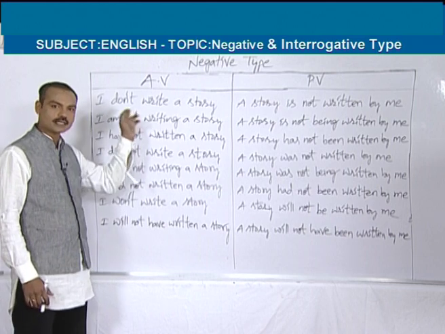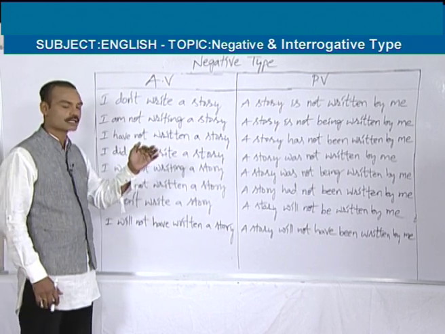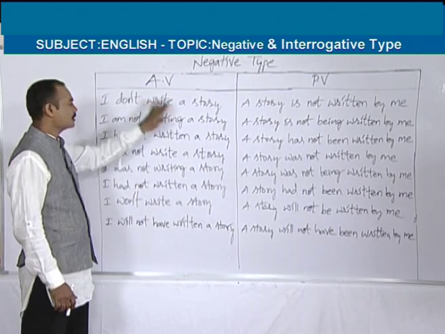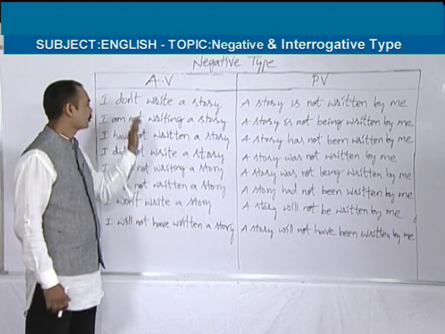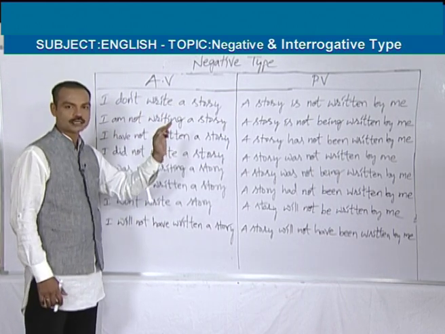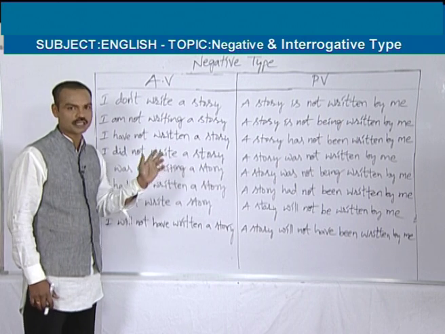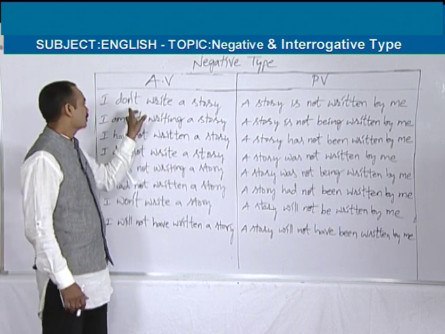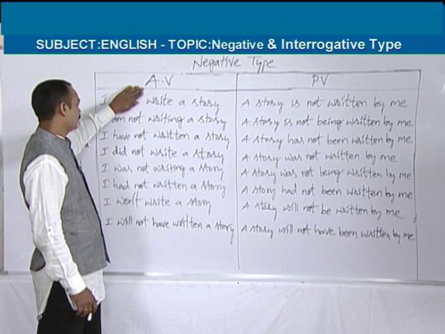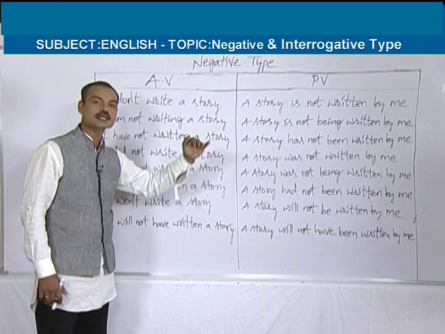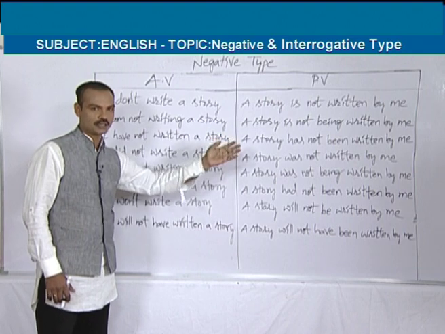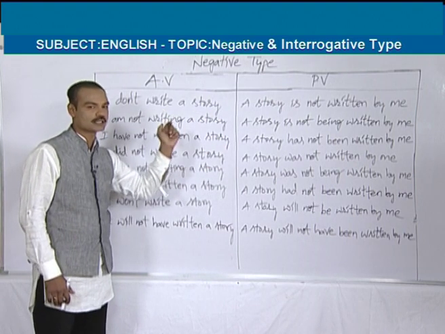How do you find out whether it is a positive sentence or a negative sentence? See, I write a story, it is a positive statement. I don't write a story, it is called a negative statement. For example, if it is a positive statement, what is your answer? I write a story. A story is written by me. That is the passive for the positive statement.